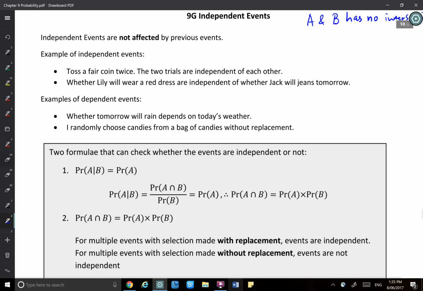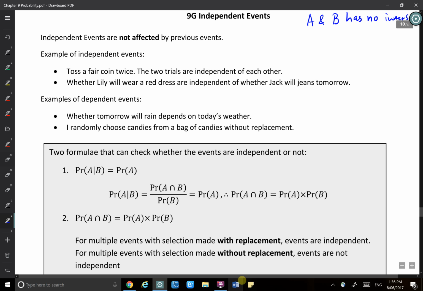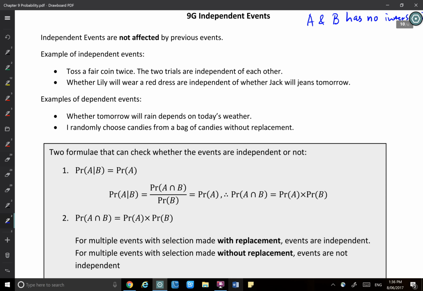Okay, let's have a look at what independent events are. Independent events are not affected by the previous events. Basically, what happened before doesn't influence what I'm going to do next. An example of independent events is tossing a fair coin twice. The result of the first toss doesn't influence the next one. The chance will be the same for both events.